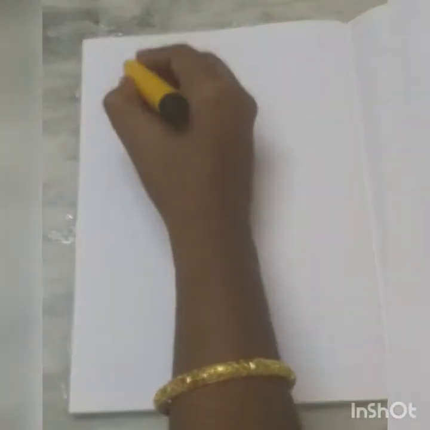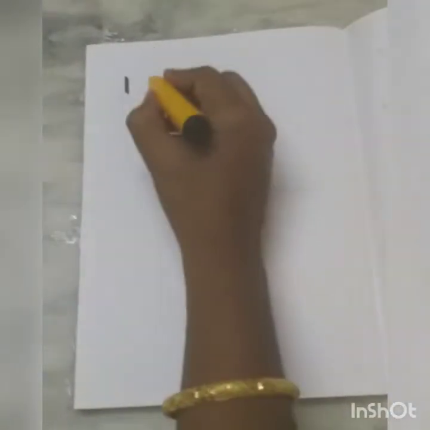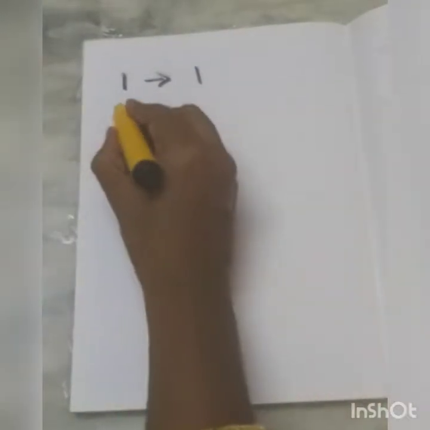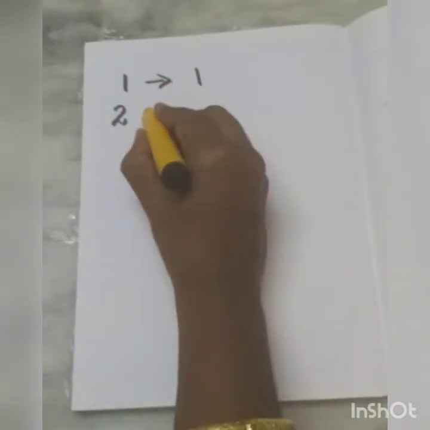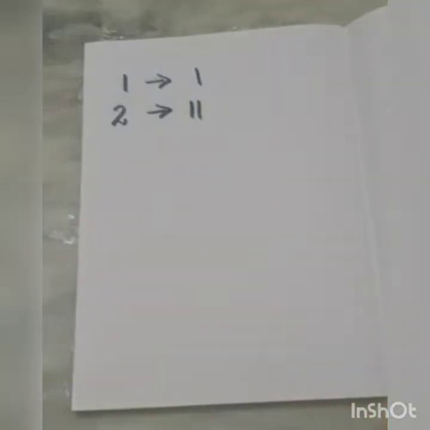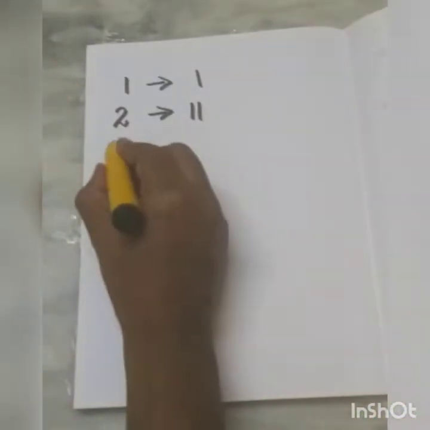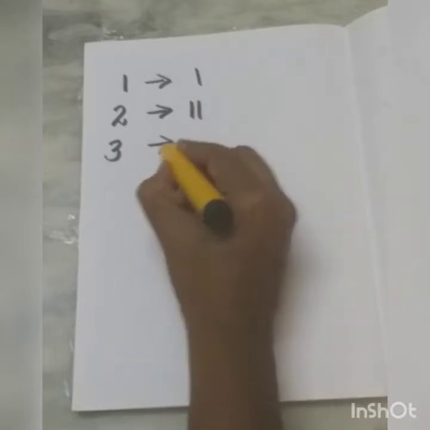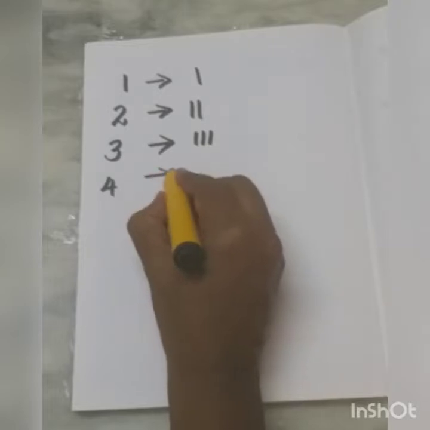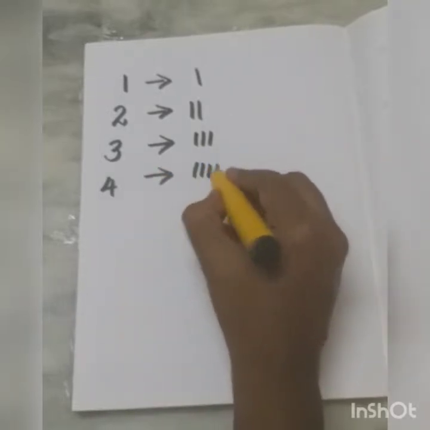Before discussing how to represent using tally marks, you should know what is tally marks. How can we write tally marks? For example, 1. We write 1 like this, isn't it? Using tally marks also we write 1 like this. Now for 2, using tally marks, how can we make 2? Put 2 lines. This is 2. Then 3, how can we write? Similar way, put 3 lines. Then 4, we put 4 lines.